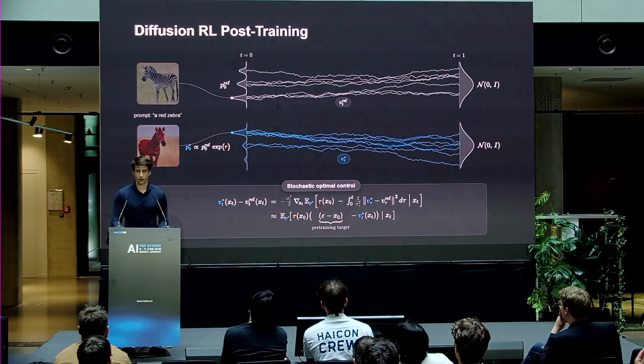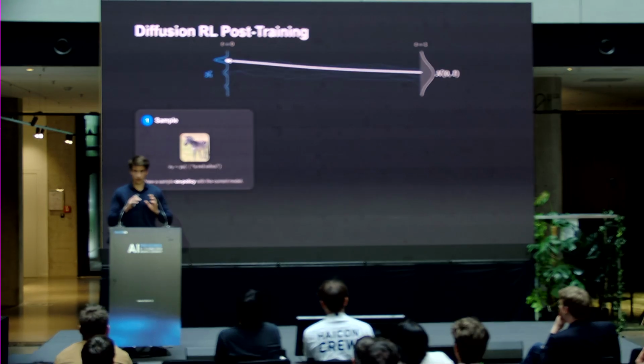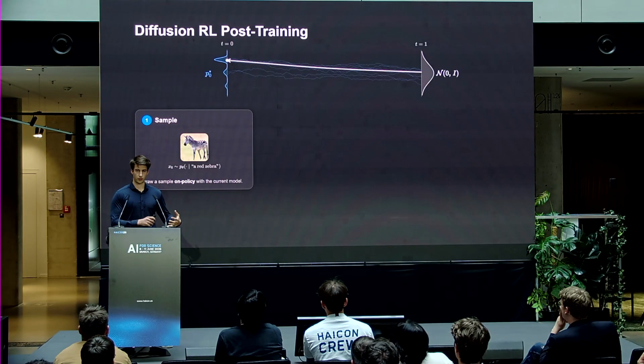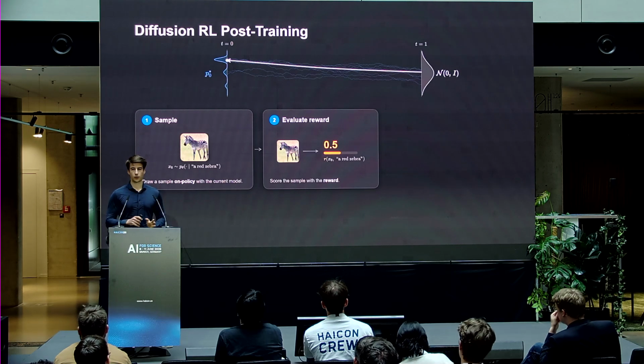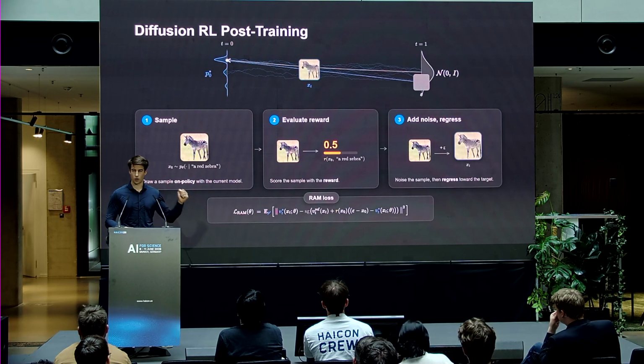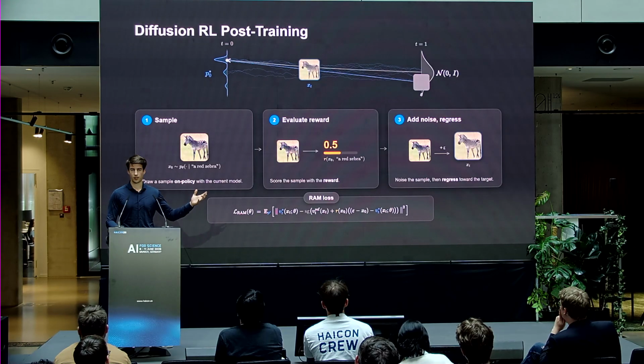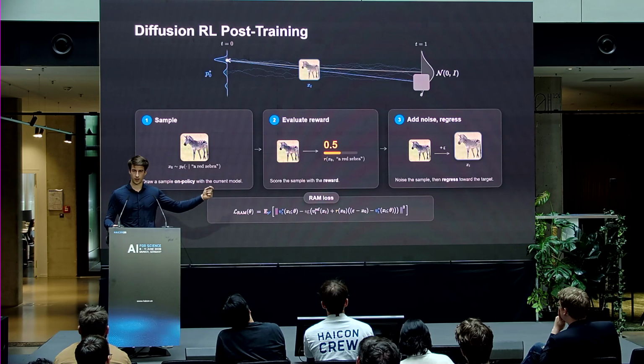So specifically, we do the following. We take the current model, starting from the pre-trained model, we sample from it, we get a sample, we evaluate the sample, and then we do the same thing as we do in pre-training. We just add noise to the sample, and then we regress again towards an analytical target, which we construct using the noise vector, the sample, and the reward.